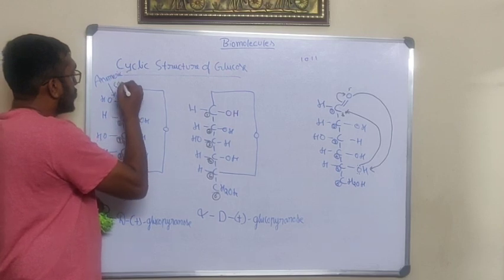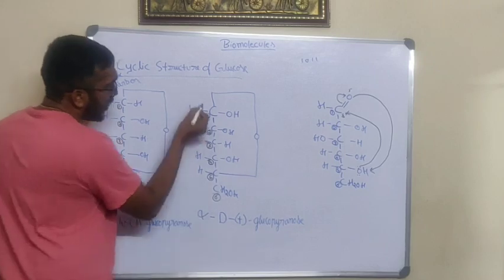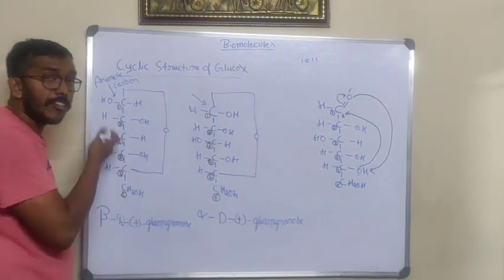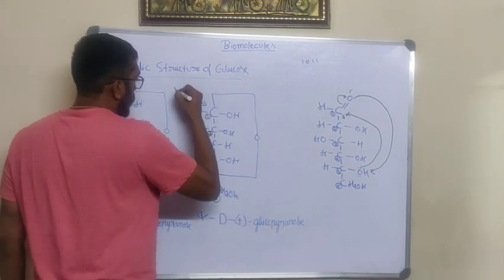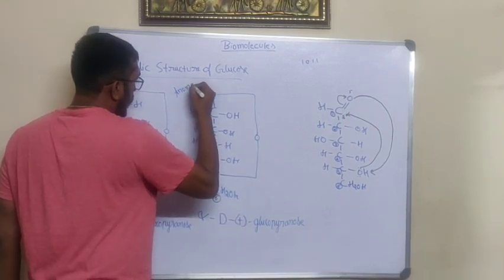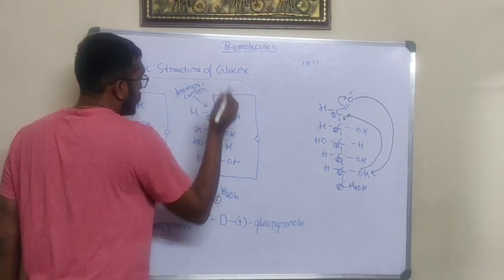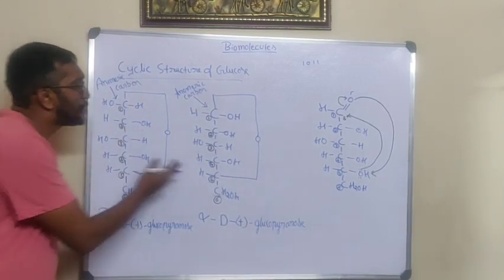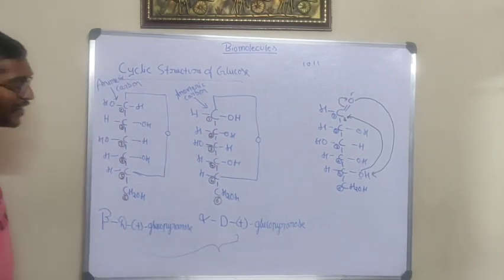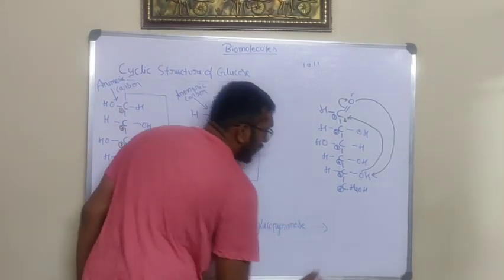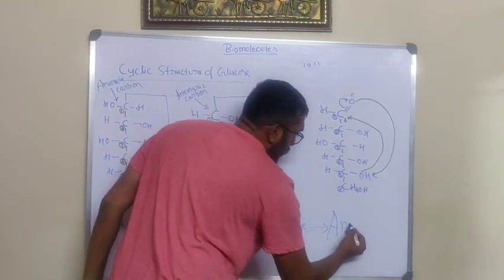Anomeric carbon. This carbon 1 is called what? Anomeric carbon, because in carbon 1 only the position of the OH group and hydrogen group has been changed. So this carbon is called anomeric carbon. These two pairs combined are called what? Anomers.